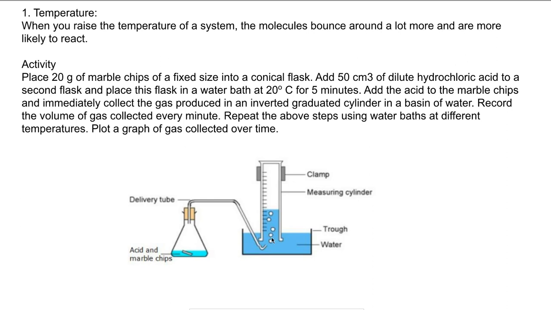Okay, immediately we need to record the amount of carbon dioxide gas that's produced every minute. So we record the volume of gas produced every minute. Then we'd repeat this experiment using water at a different temperature. Okay, not this basin of water, but the water bath that the flask is placed in.